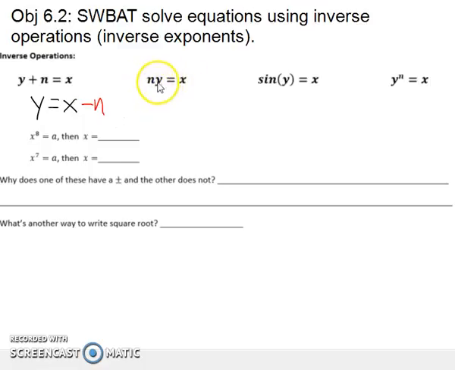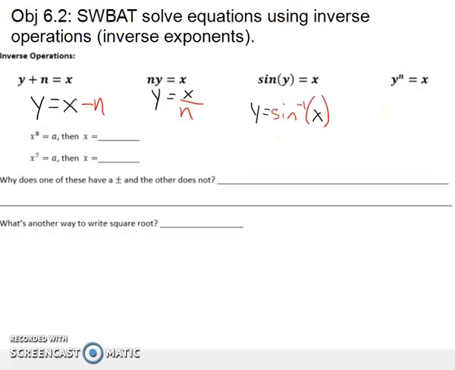So same thing here. If you have n times y is equal to x, then y is equal to x divided by n, because that's the opposite of multiply. You guys know from last unit the inverse of sine is inverse sine. So if sine of y equals x, then that means y is equal to inverse sine of x. So just the same, y is the same, x is the same, but the sine is moved to the other side and becomes the inverse.